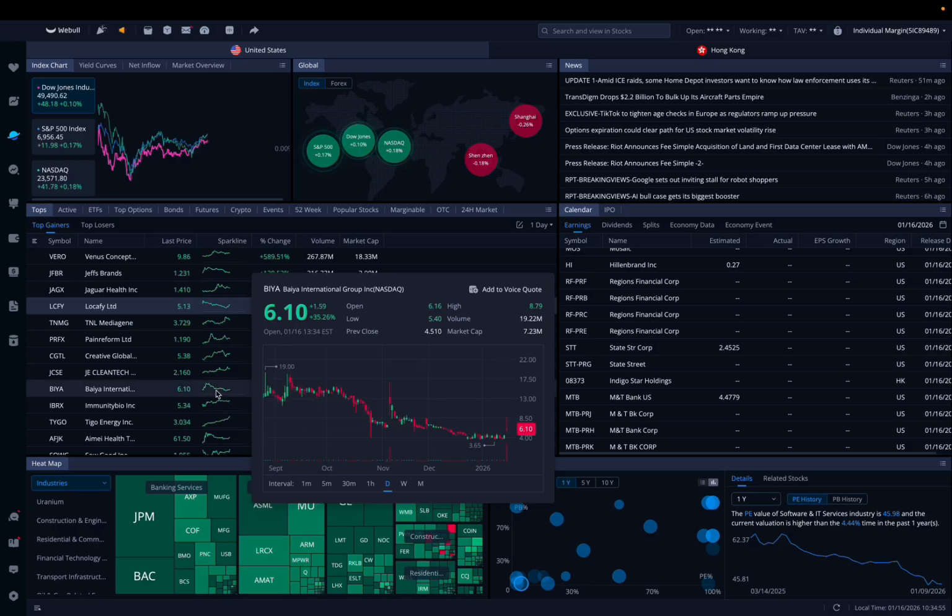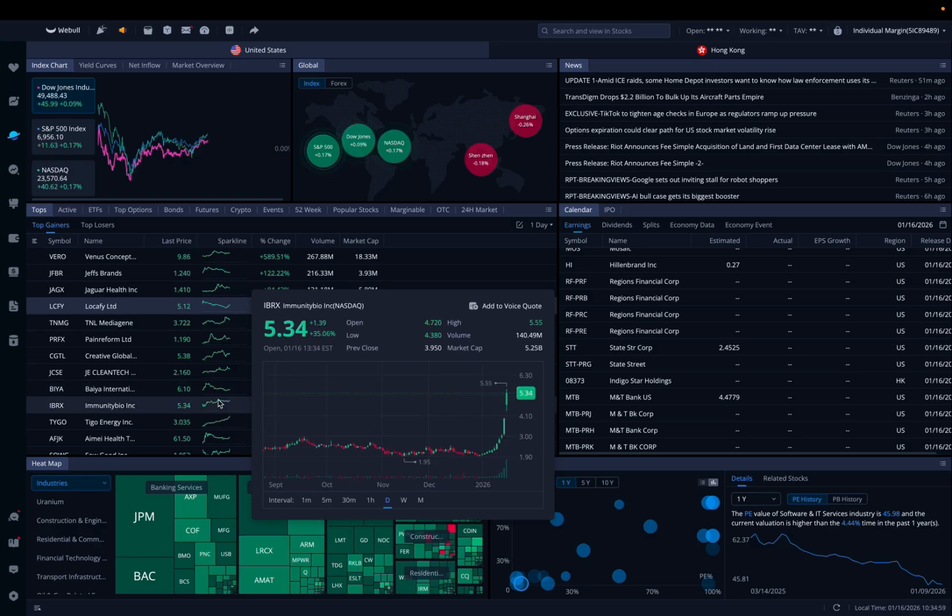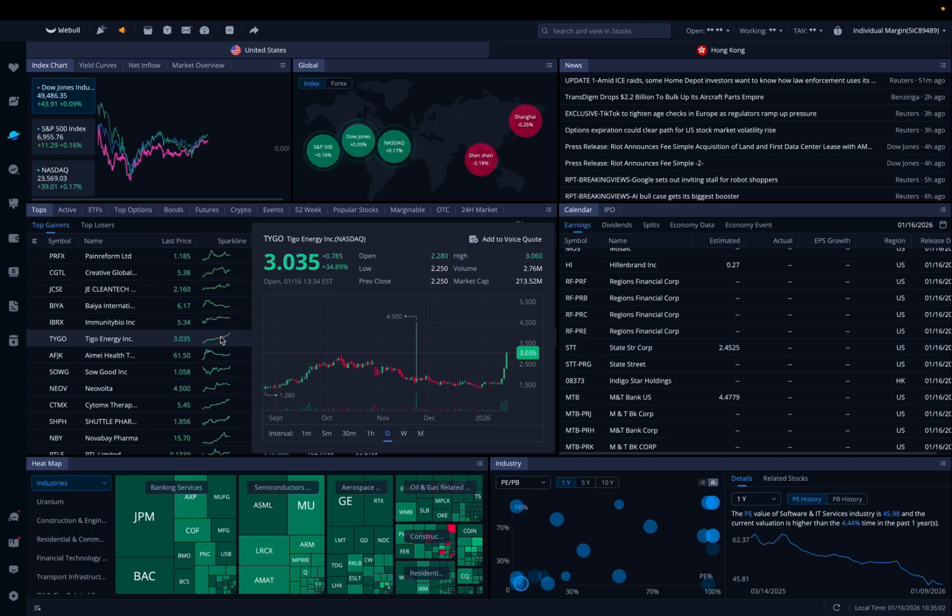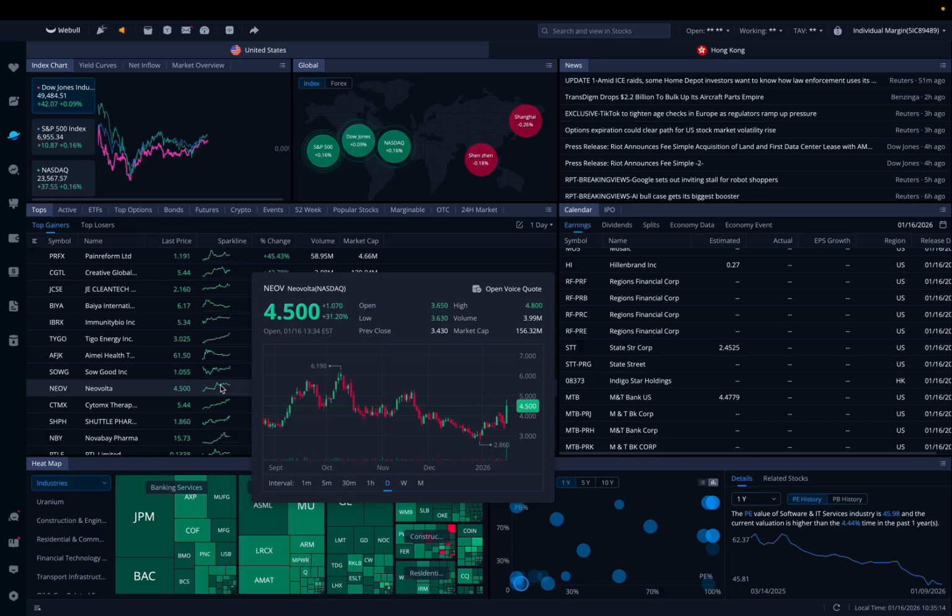So I'm going to go over these really quickly. BIYA, nothing good. This one has been trading for too long already. I actually entered this one, TYGO, so we are making money. I think it's around a 35% return at this point. This is actually a decent one, so definitely one to consider at the end of the day.